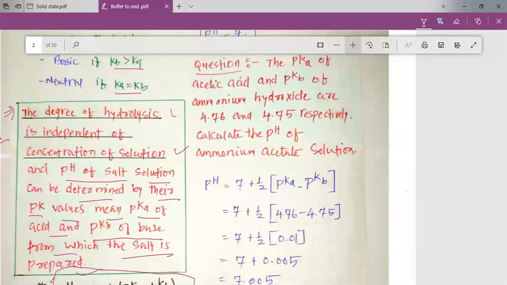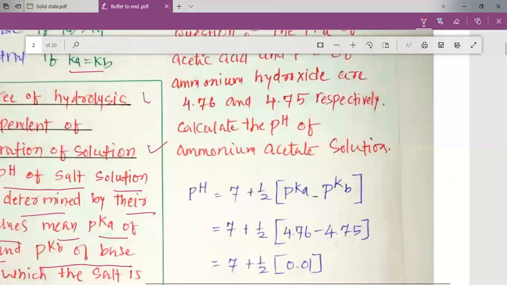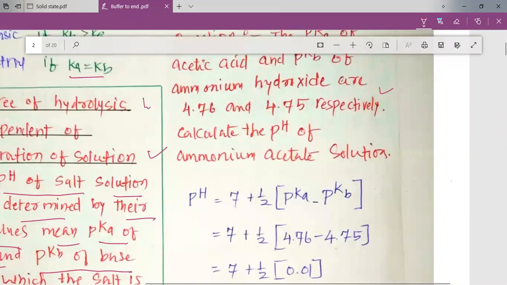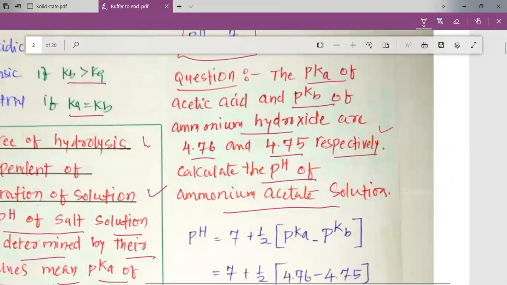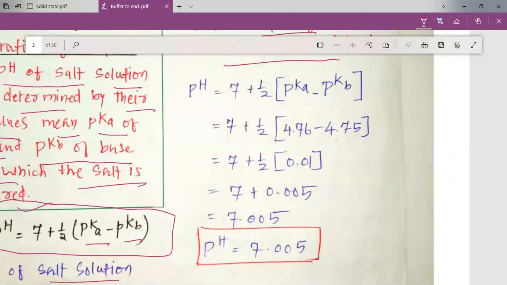Now we have the next question to study, my dear students. Let me read the question for you. Question: the pKa of acetic acid and pKb of ammonium hydroxide are 4.76 and 4.75 respectively. Calculate the pH of ammonium acetate solution. So here we need to find the pH of the ammonium acetate solution. We know that pH is equal to 7 plus 1/2 (pKa minus pKb). The pKa value for the acid is 4.76, and the pKb value for the base is 4.75.